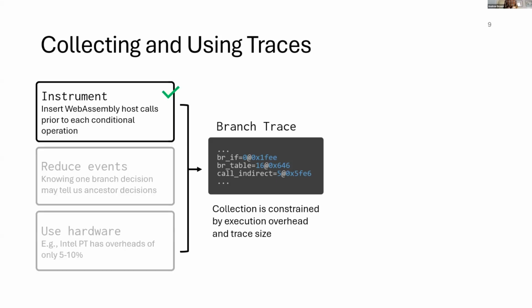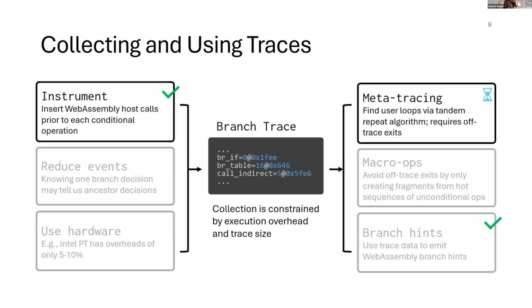So how we're doing it today is a naive approach where we insert WebAssembly host calls and capture the decisions made. But we know this will slow things down. There are mitigations I won't talk about, like reducing the number of events, using special hardware. The primary goal for these traces is to help us do meta tracing, but there may be other uses for this, such as building up macro ops that would avoid this off-trace exit problem, and for annotating programs with branch hints, which I have something that already does that.